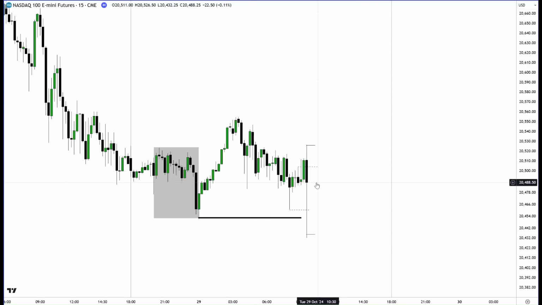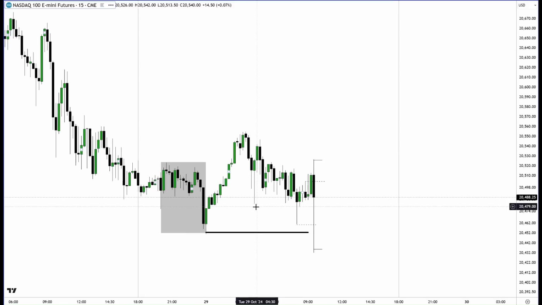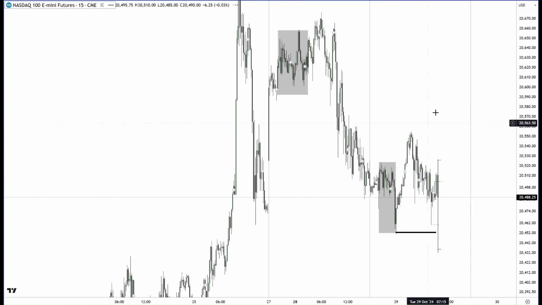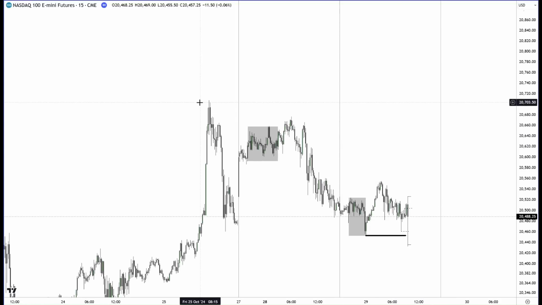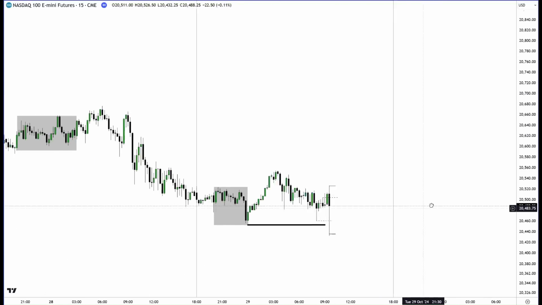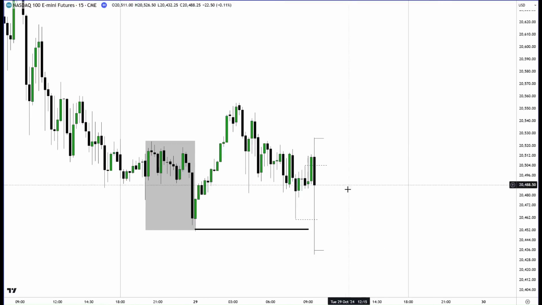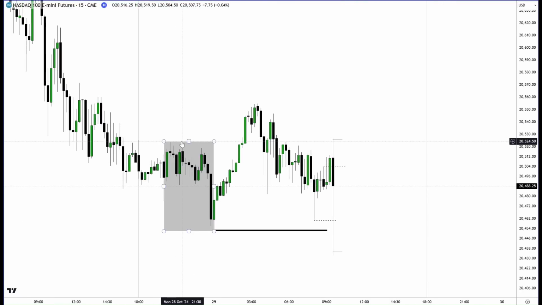Key time, 9 a.m. The CRT model forming at a key time. Obviously, the 9 a.m. candle, forming in correlation with the Asia range. This is using market structure. We are at a range low, targeting a range high, market structure, profiling the market. And using the Asia range will help you determine the daily bias and narrative.